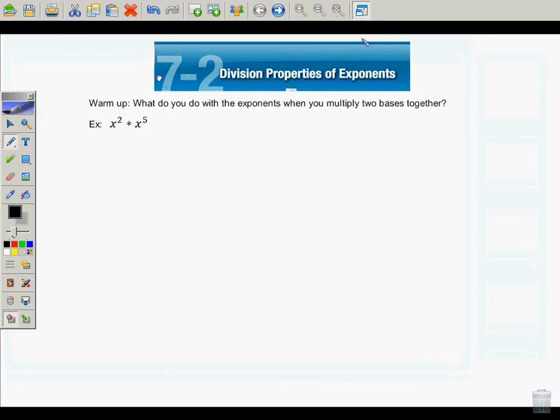For this lesson, we're going to be talking about division properties of exponents. Okay, for the warm-up, we want to remind ourselves what we did yesterday. What do you do with exponents when you multiply two bases together? Well, we all know you just add the exponents when you multiply similar bases. So x to the second times x to the fifth would give you x raised to the 2 plus 5, which would give you x raised to the 7th.